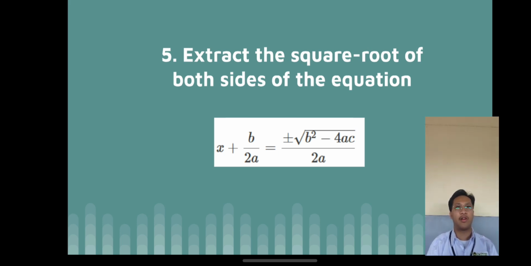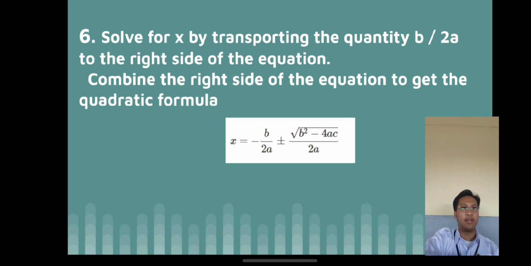So next, extract the square root of both sides of the equation. So x + b/2a = ±√(b² - 4ac)/2a. Then lastly, solve for x by transposing the quantity b/2a to the right side of the equation. Combine the right side of the equation to get the quadratic formula. So x = -b/2a ± √(b² - 4ac)/2a.